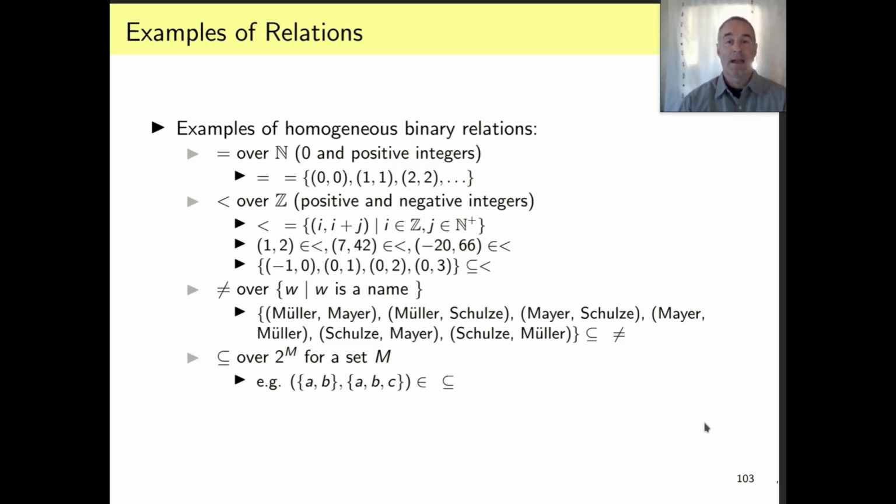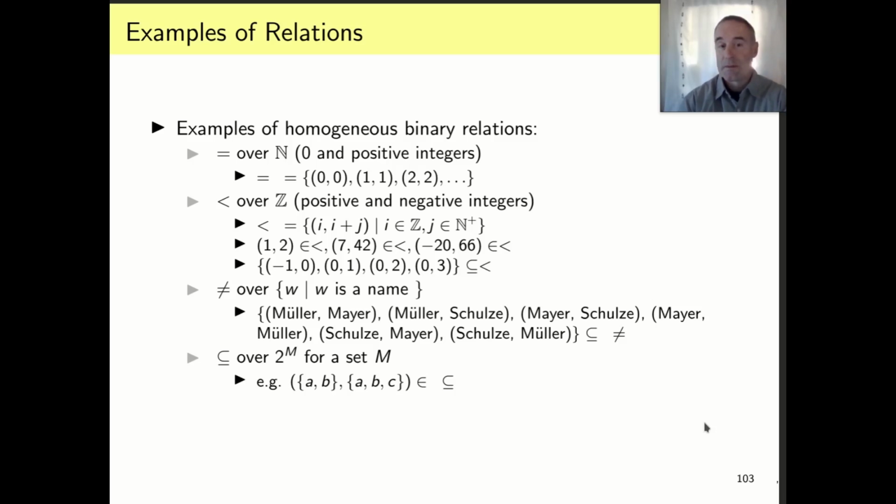We could look at the positive and negative integers, for example, and look at the less than relation. We might define this with the first sub-bullet formula here. That means that for i and i plus j, where i is in the set of positive and negative integers, and j is in the set of positive integers, it holds true that the less than relationship holds between i and i plus j.